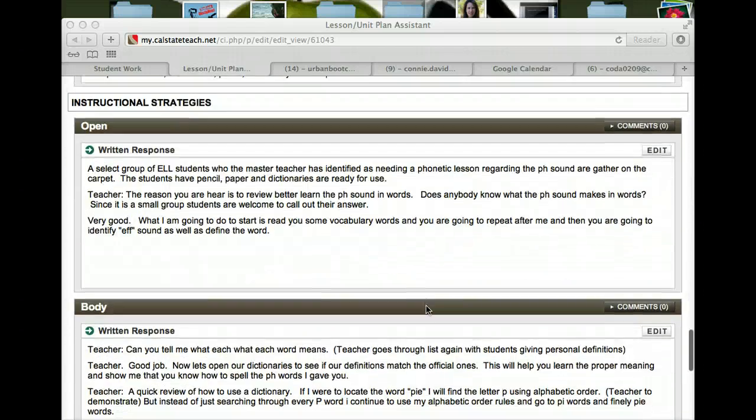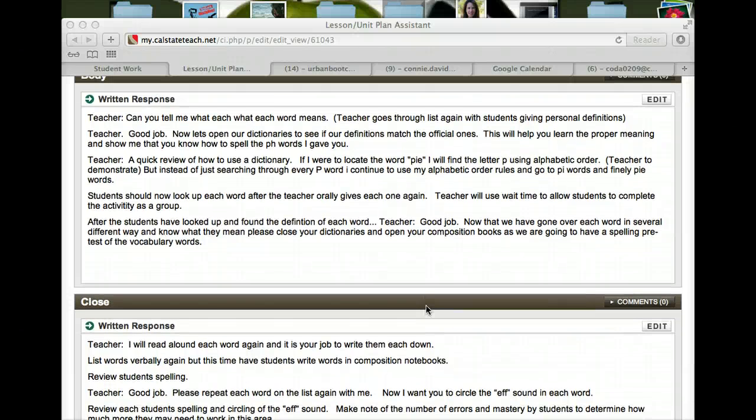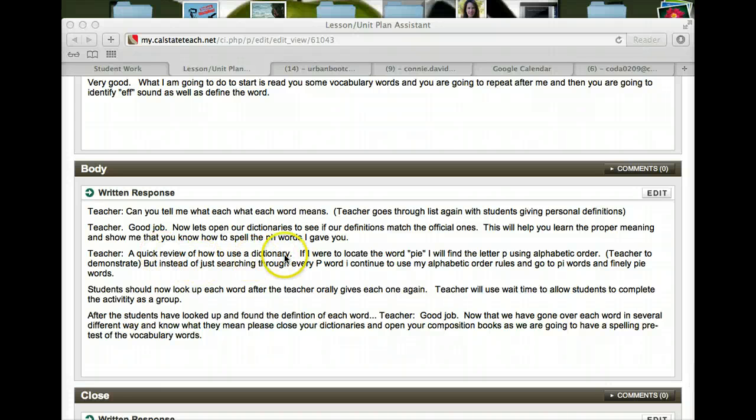You just said I would be able to identify PH in a word and be able to know that that sound is f. A quick review of how to use a dictionary. Okay, so they know how to do that. If I were to locate the word pie, I would find, why don't you have them tell you how to use the dictionary? Again, you're telling the kids. You're not letting them show you what they know. You're not tapping into their understanding or their knowledge. You are telling. So if a word starts with pie, I will look up. Why don't you say, tell me how you would find the word pie?